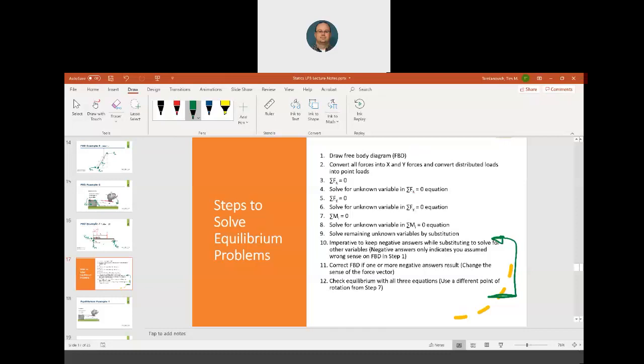So basically what I'm saying is when you substitute in, do not change your free body diagram until you get all your variables solved, and then you can switch your free body diagram, correct it, and then you check for equilibrium, because then everything should equal 0. So if you have a wrong sense, you can go back and change it. It's important you change your free body diagram. So steps 10, 11, and 12 are critical. This will give you a self-check that I did this problem correctly.